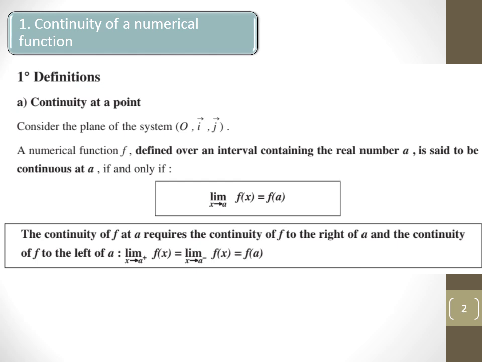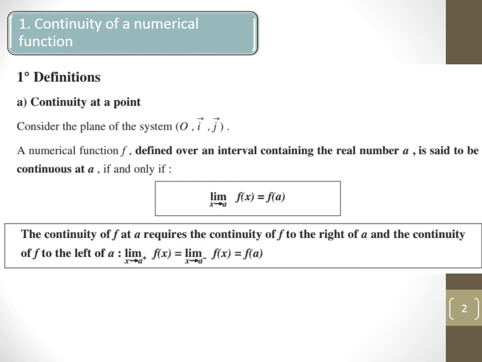First of all, what's the meaning of continuity? First, you have to know that we study the continuity of a function at a point. So we say that a function f is continuous at a if and only if the limit of this function when x tends to a is the same as f of a.